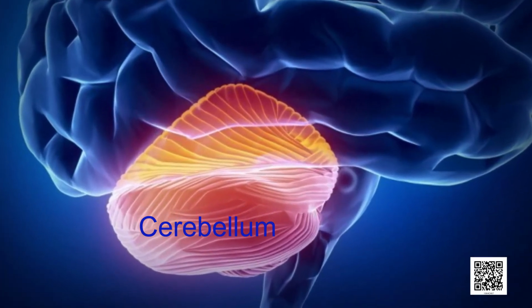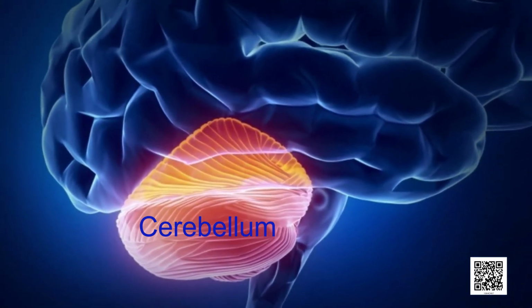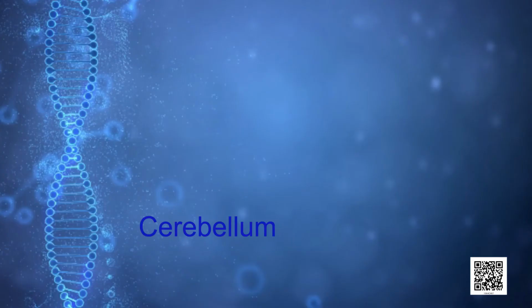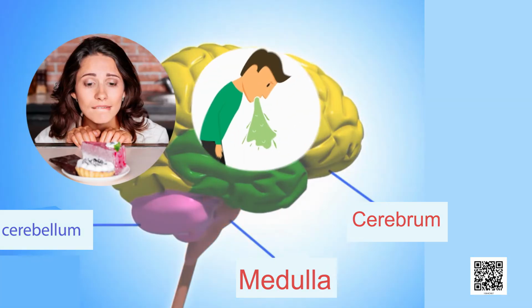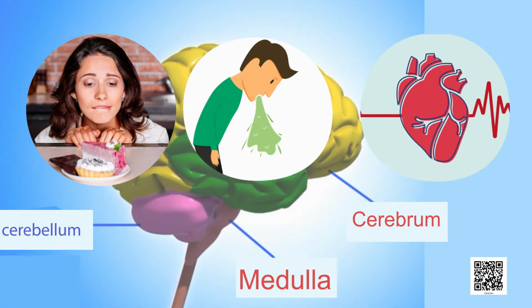Many of the involuntary actions are controlled by the medulla in the hindbrain. Actions including blood pressure, salivation and vomiting are controlled by the medulla in the hindbrain.